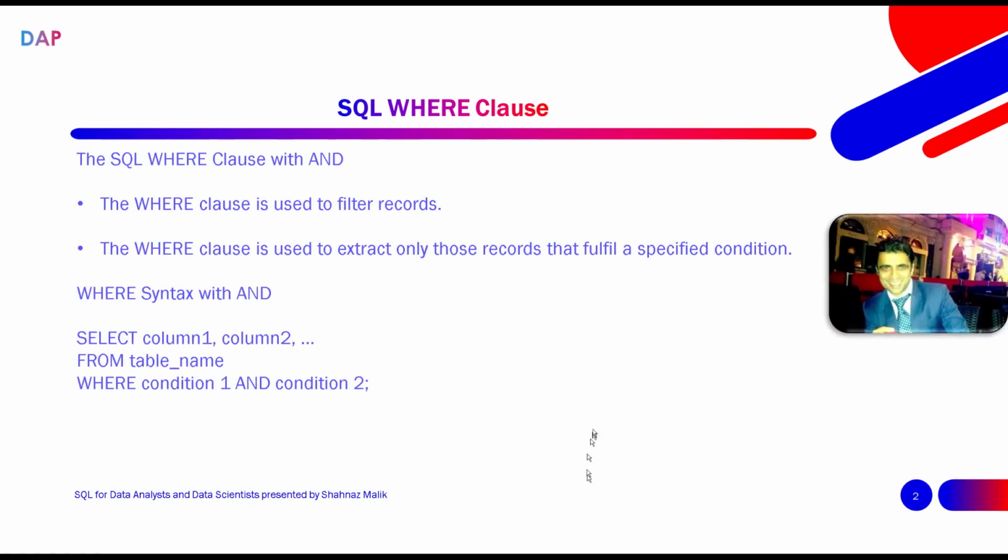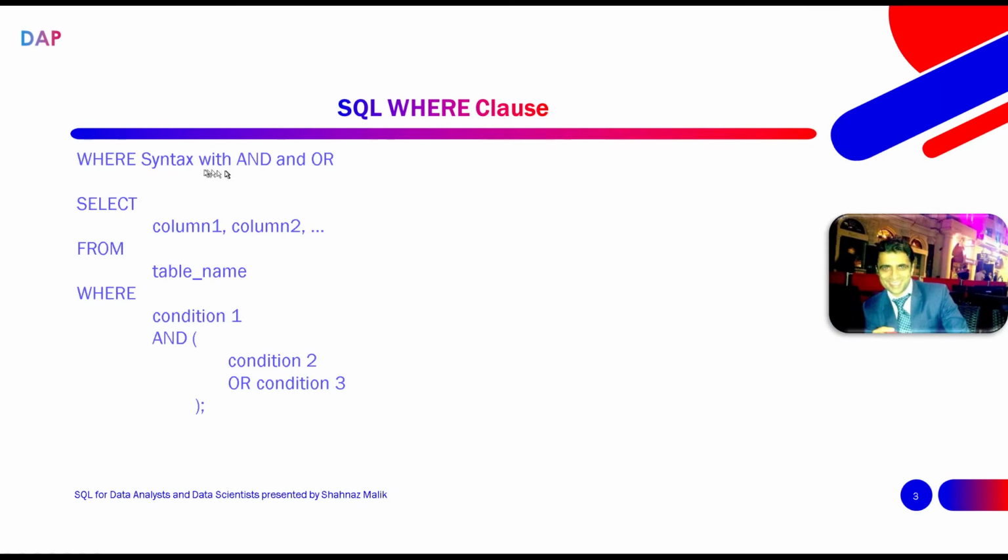So I have spoken about the WHERE clause, but when the WHERE clause is used with AND, the syntax is a little bit different. It all remains the same except WHERE condition 1 AND condition 2. So here is the AND clause, and I will also show you when we use the WHERE clause with AND and OR together. Basically, we mention condition 1, and we say AND, then we start a bracket and put condition 2 OR condition 3.